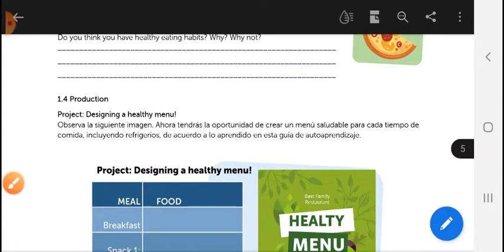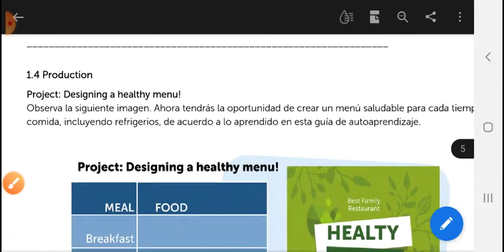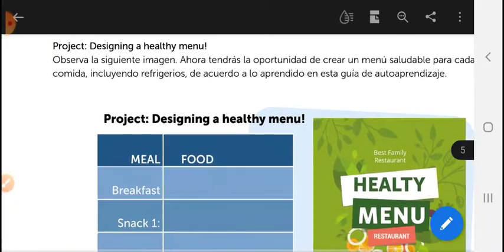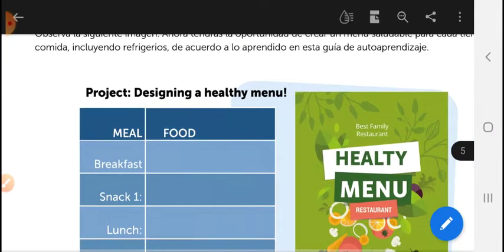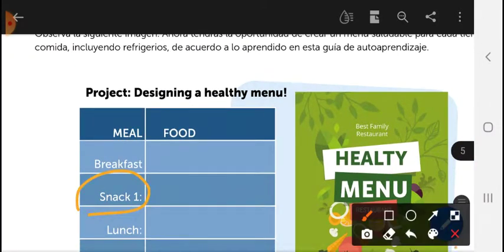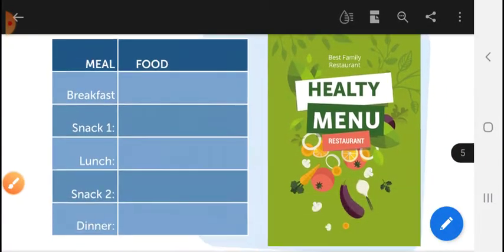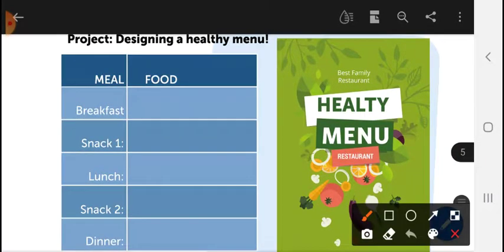Here. Observa la siguiente imagen. Ahora tendrás la oportunidad de crear un menú saludable para cada tiempo de comida, incluyendo refrigerios, snack, refrigerio, de acuerdo a lo aprendido en esta guía de autoaprendizaje. Okay, so you have to write a healthy menu, okay, un menú saludable, for breakfast, for lunch, for dinner, yes?